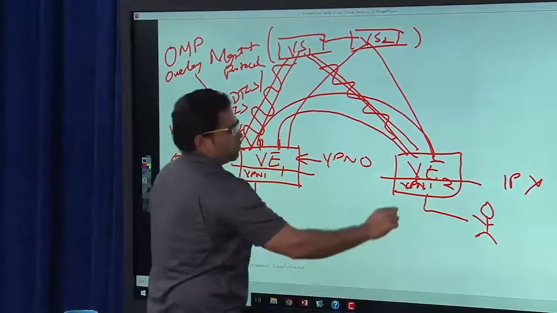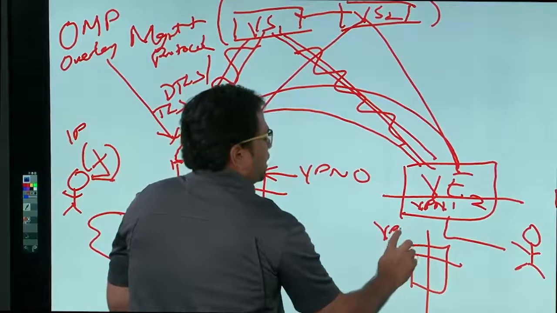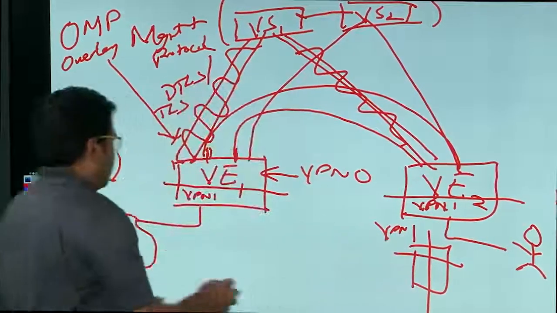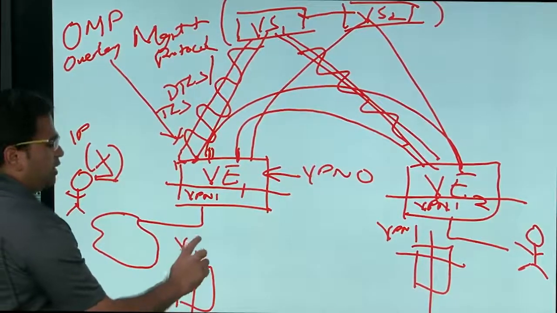And then it would also have a routing table for each of the VPNs or VRFs that are on the service side. So it'll have a routing table for VPN 1 at each end as well. So OMP is providing us the routing functionality.